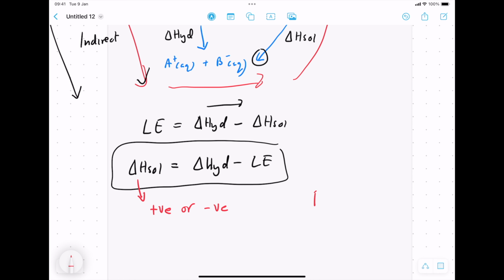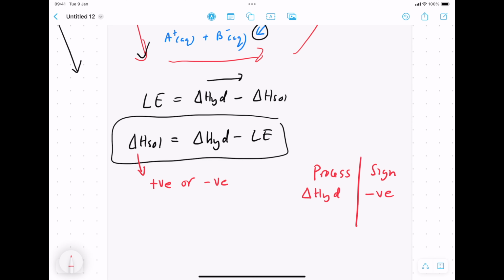Just to summarize, if we have the process and then the sign, the enthalpy of hydration, which is the enthalpy change when 1 mole of gaseous ions is hydrated by water molecules, is always negative. It's always exothermic. The reason is that the water molecules are forming electrostatic attractions and hydrogen bonds with the ions, and that releases energy, so it's exothermic. So the hydration enthalpy is always negative.